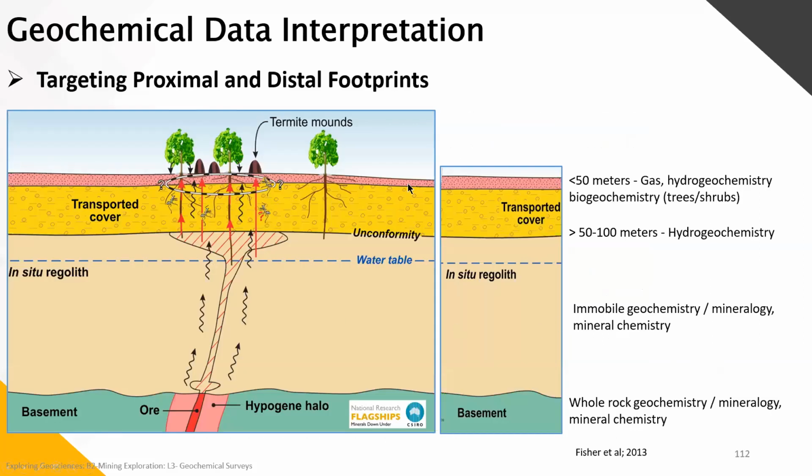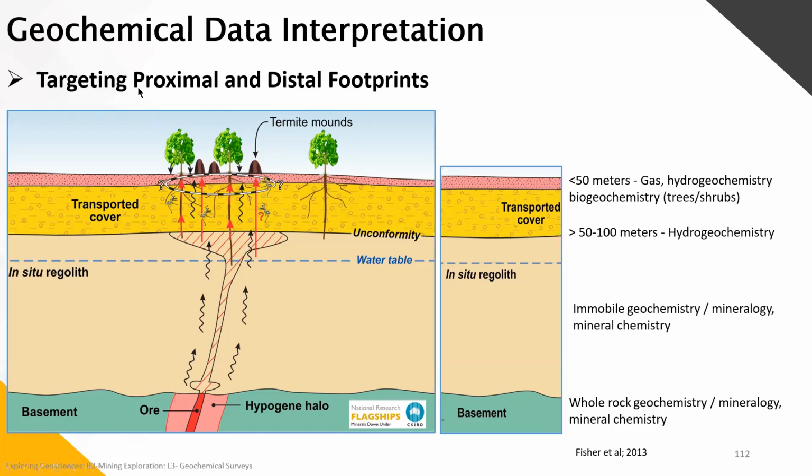Same process, looking from the surface to underground to where we have our ore. From everything that is covered by vegetation, so within the hydrogeochemistry, by the water, or biogeochemistry, everything with the trees and the shrubs and the fields. Under 50 meters, going down to hydrogeochemistry between 50 and 100 meters, and everything that has to do with the immobile geochemistry, mineral geochemistry, and mineralogy, with the regolith sectors, and going down to the basement to the rock geochemistry, mineralogy, and the mineral chemistry.